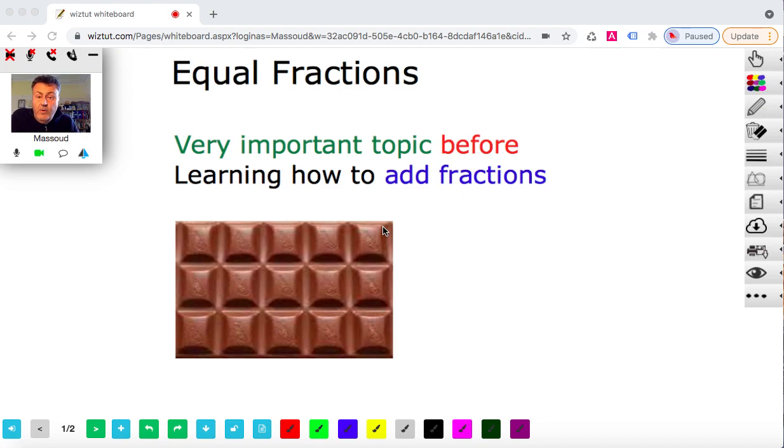Okay, so now we're going to step up into adding fractions. This would be the next topic that we would be dealing with: adding fractions where the fractions don't have the same denominators.